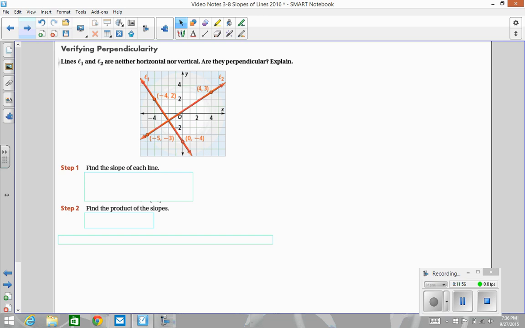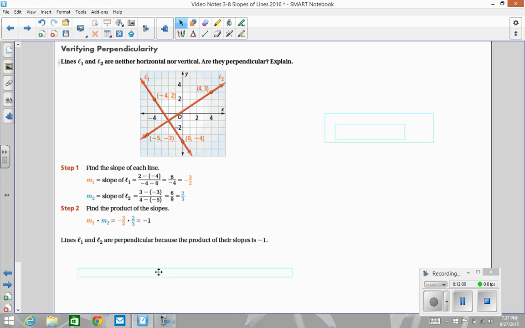So if we look here, we need to find the slope of the first line and the slope of the second line. The slope of the first line was -3/2. The slope of the second line was 2/3. Multiply those together, I get -1, and therefore these two lines are perpendicular. The product of their slopes is -1. Please have this example written down in your work. You can use it to help you as you do work for other problems.